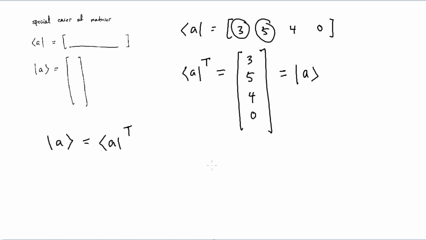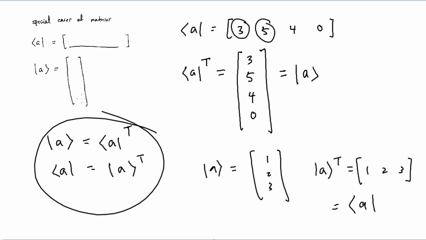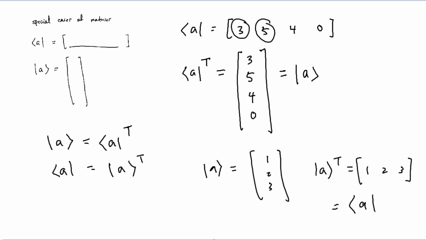if you start with some ket vector A, we'll just simplify it to 1, 2, and 3. Interestingly, if you transpose your ket vector, it becomes your equivalent bra vector. And therefore, a bra vector is equivalent to your ket vector transposed. That is the relationship we can define and pull from what we have here.